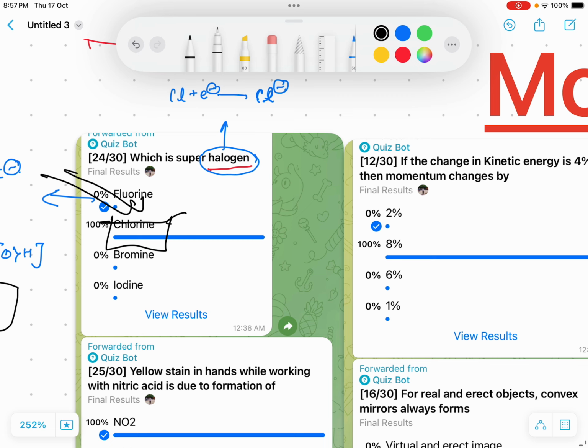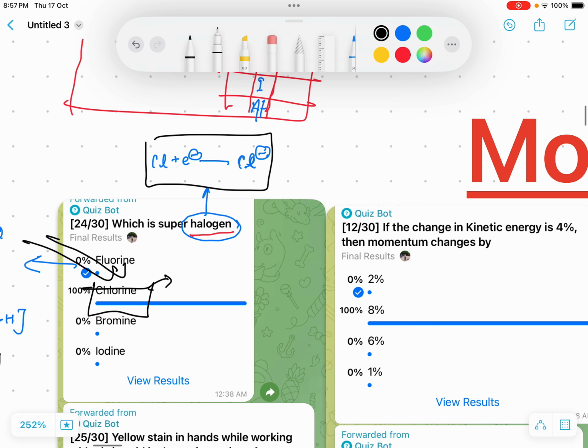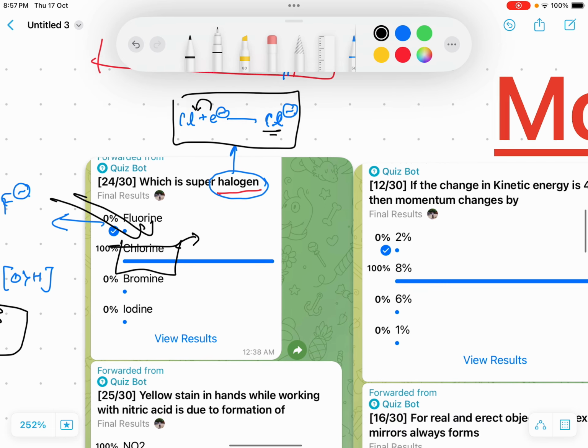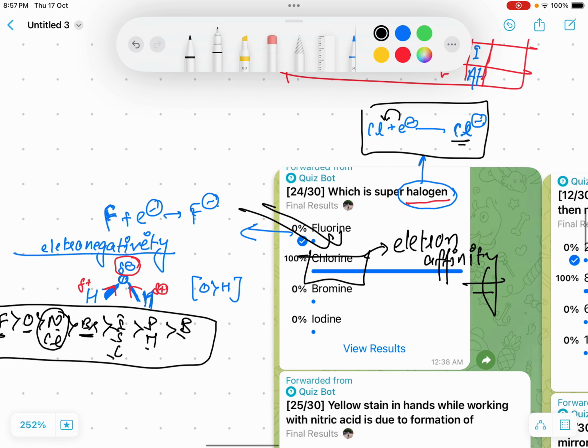Okay, talking about chlorine, what is chlorine? Chlorine has the highest electron affinity. Electron affinity is the tendency to gain an electron to form a negative charge. So chlorine has the highest electron affinity in the entire periodic table. Okay, so that is the point to be remembered.